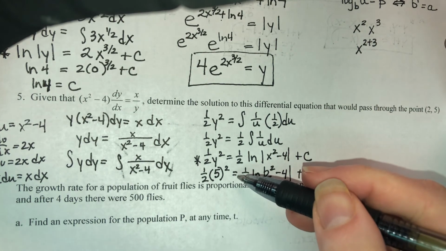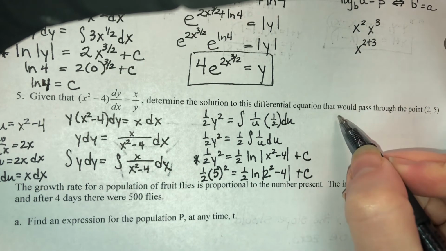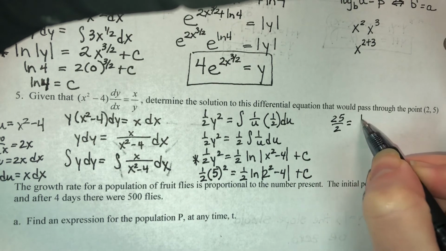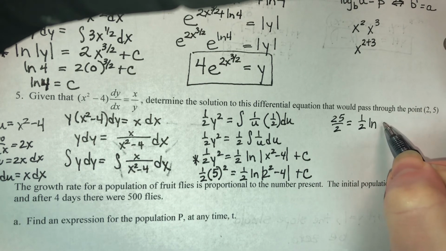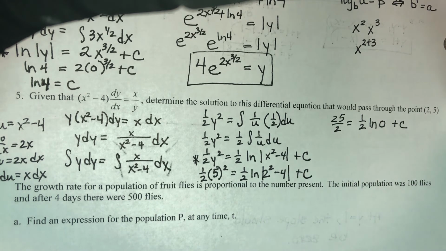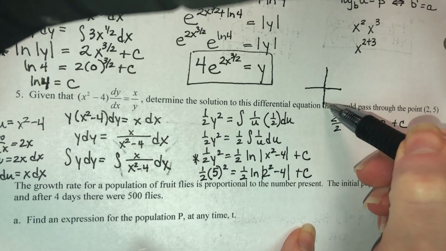So 5 squared is 25, 1/2 of 25. Well, let's just call it 25 halves. 1/2 natural log of, 2 squared is 4. 4 minus 4 is 0, plus c. What is the natural log of 0? Do you remember from Algebra 2 that your natural log graph has a vertical asymptote on the y-axis?